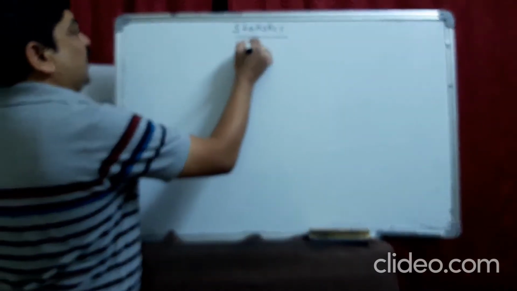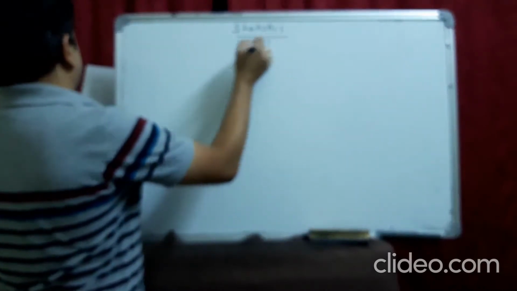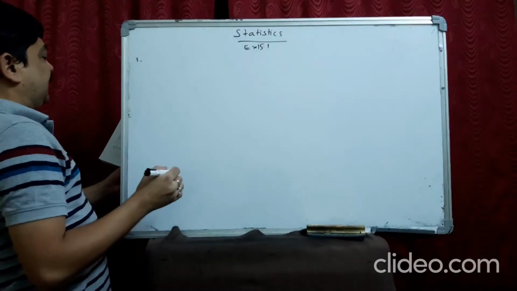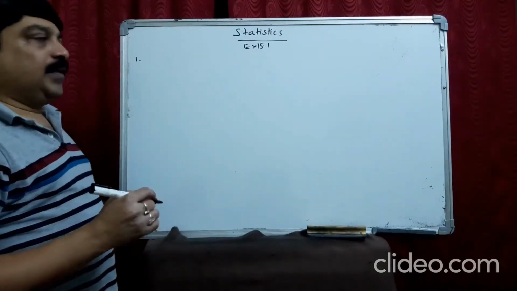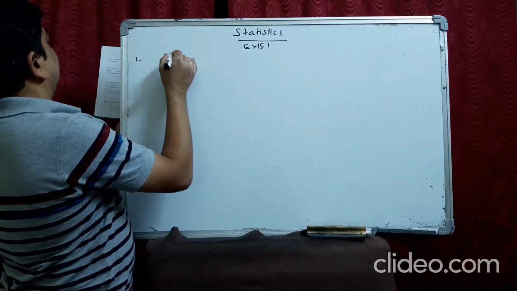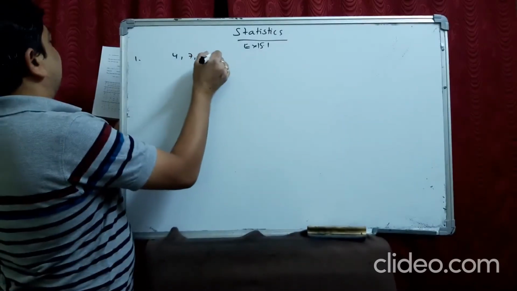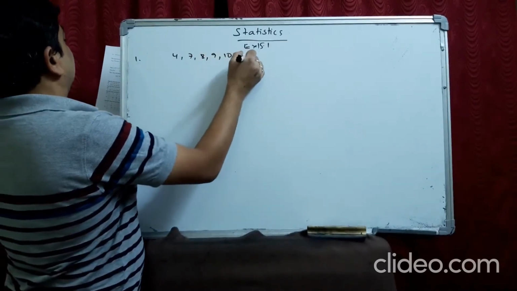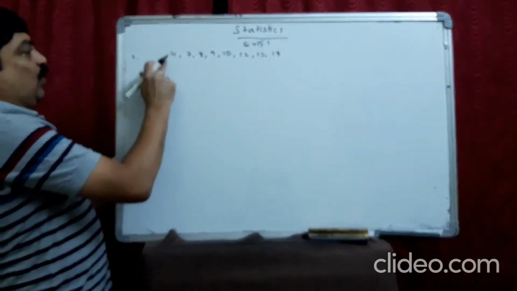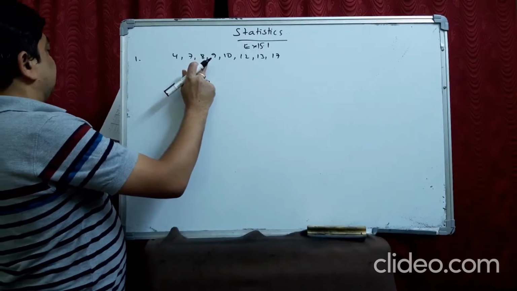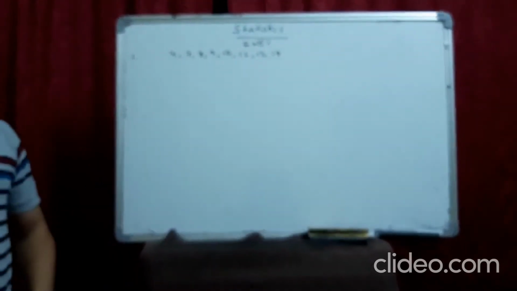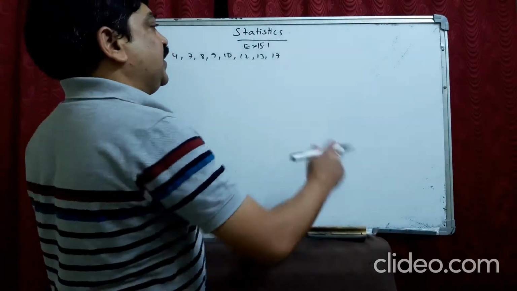Exercise 15.1. This is ungrouped data. You have to find the mean deviation about mean. First of all, we have to find the mean. The observations are 4, 7, 8, 9, 10, 12, 13, 17. There are 8 observations.